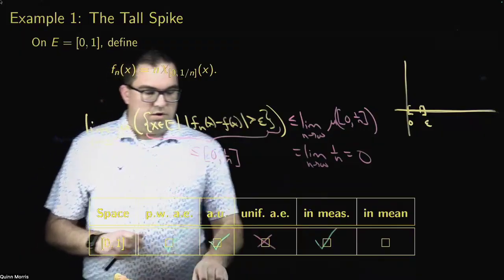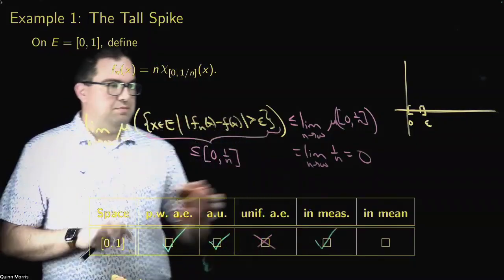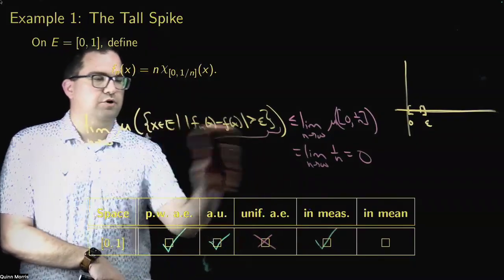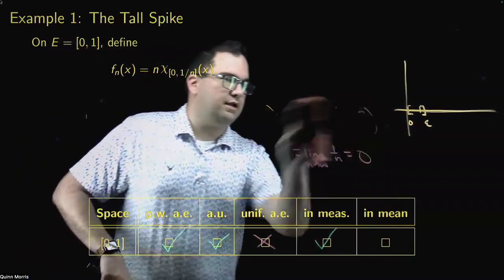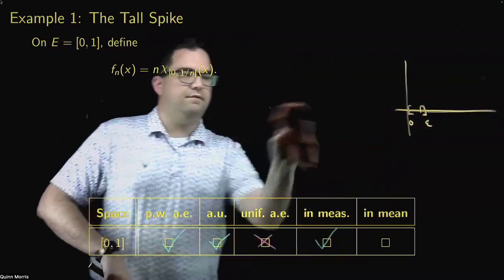Okay. The final one we have is in mean. Okay, so recall that to converge in mean, we need to look at a slightly different limit.